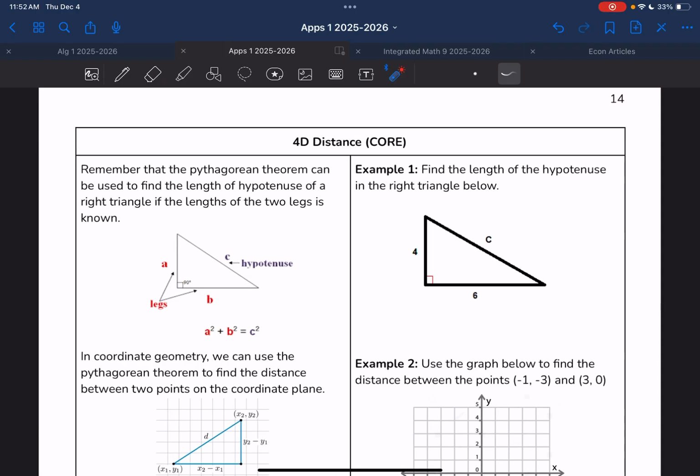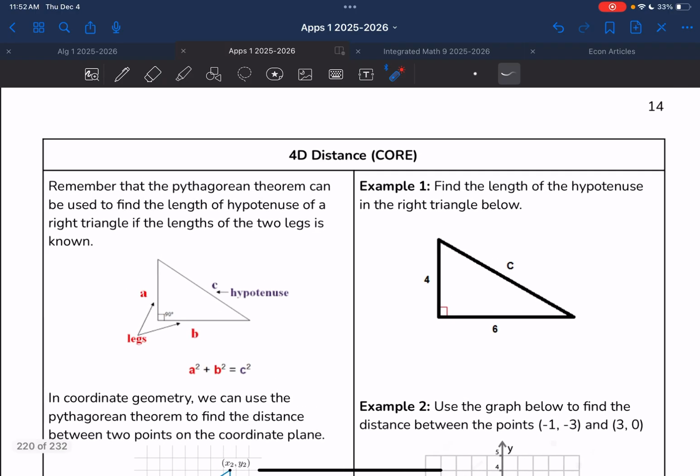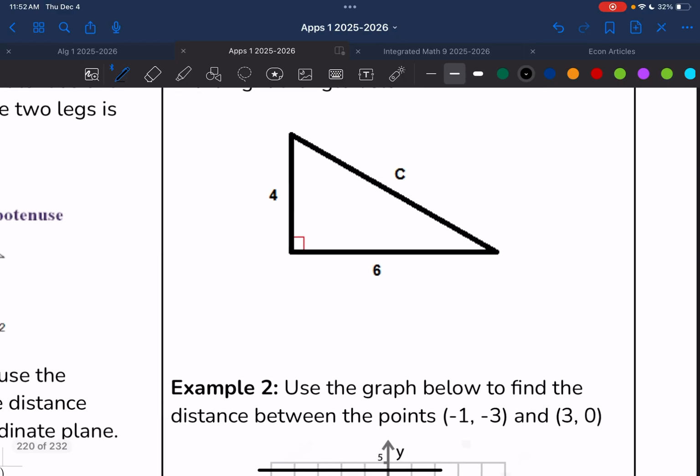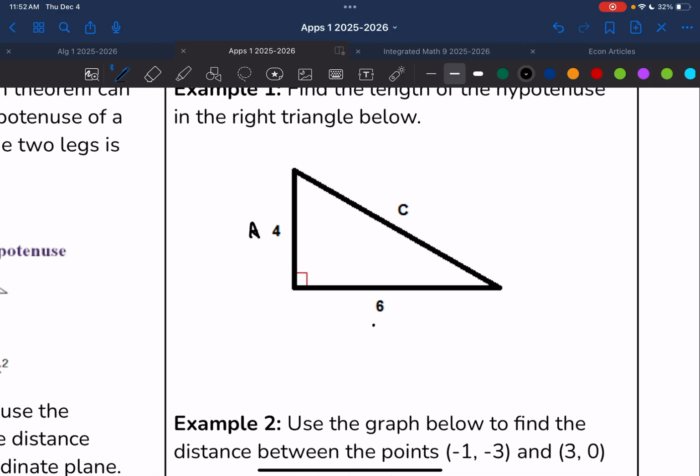So we start off with just a reminder about the Pythagorean theorem, right? If you have a right triangle, your legs are A and B, the hypotenuse we call C, and we can relate those sides by saying A squared plus B squared is equal to C squared. So over here, this is our A, this is our B. If we want to find C, we do A squared plus B squared is equal to C squared. That means 4 squared plus 6 squared is equal to C squared, meaning 16 plus 36 is equal to C squared.